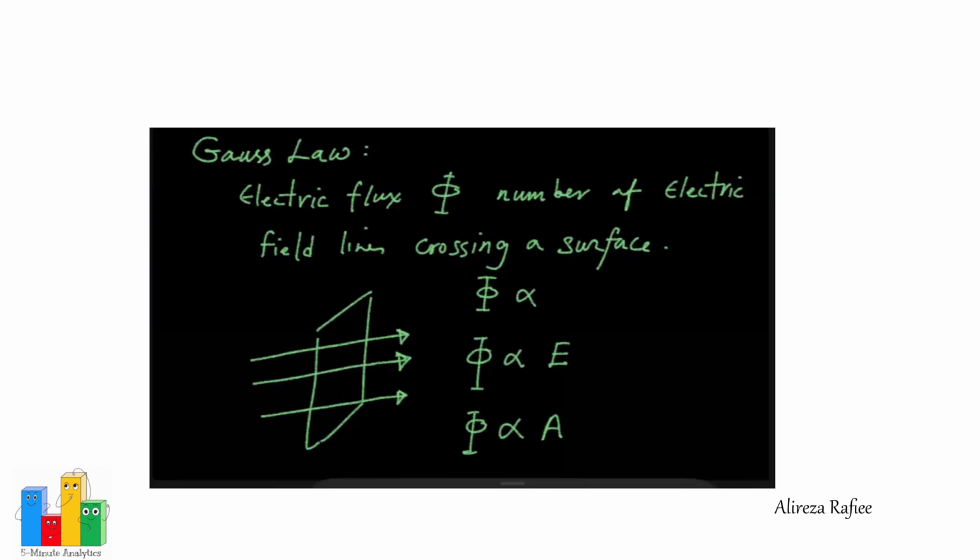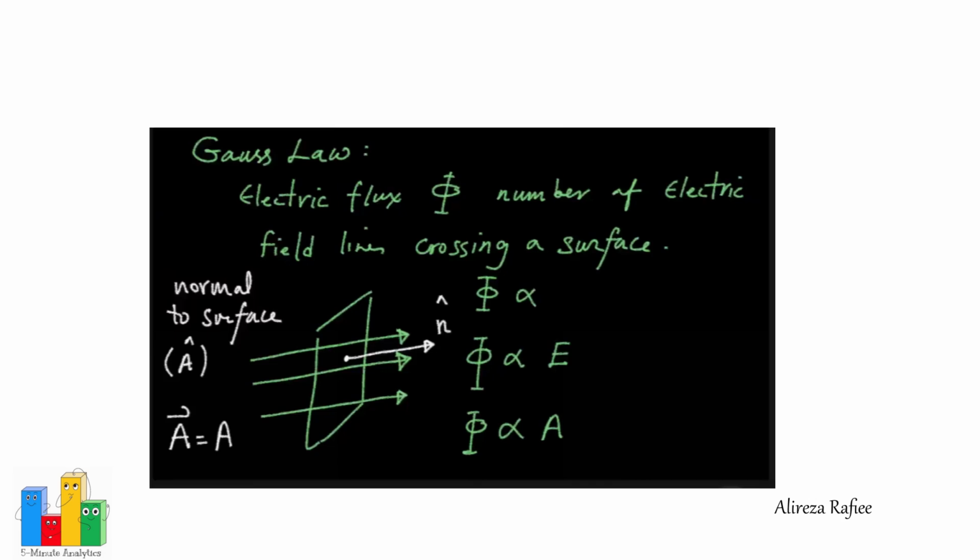Now, typically we define a direction perpendicular to the surface. Some people like to call it n, as normal to the surface. Some people like to call it a hat, meaning it's the surface area unit vector. And so you can define a vector for the surface area, which is equal to the magnitude of that surface area times the normal to that area.